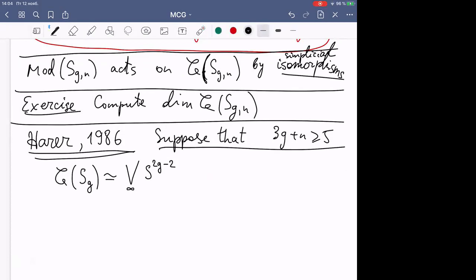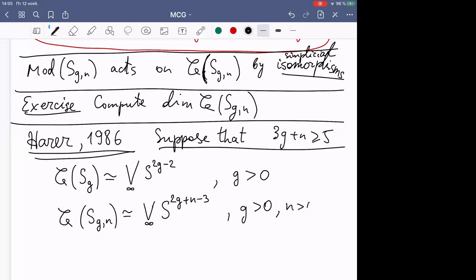I continue to formulate the result. This is true for g greater than zero. Actually, g equals one is also allowed here, but not interesting. But if we have at least one puncture, then the answer is also a wedge of spheres, but of dimension 2g plus n minus 3, if g greater than 0 and n greater than or equal to 0.